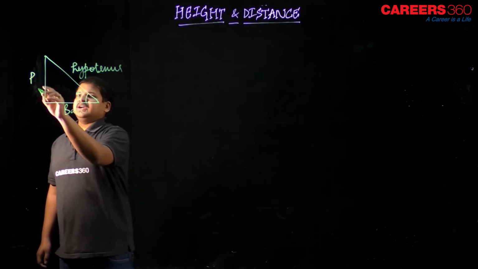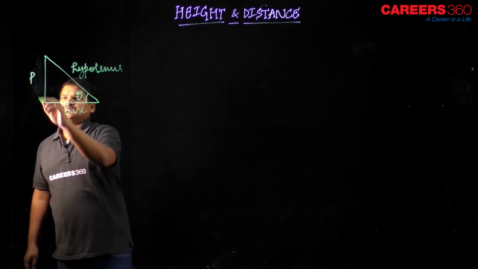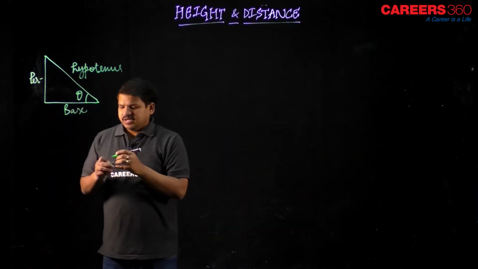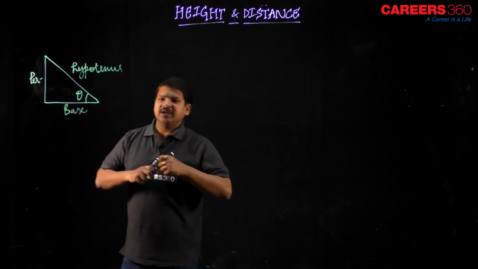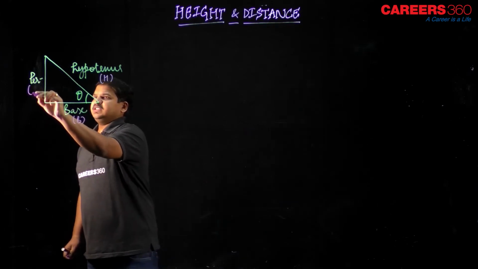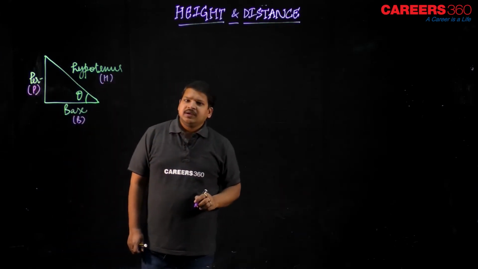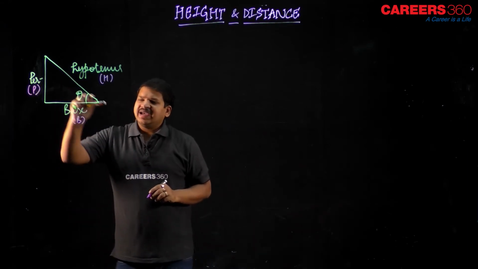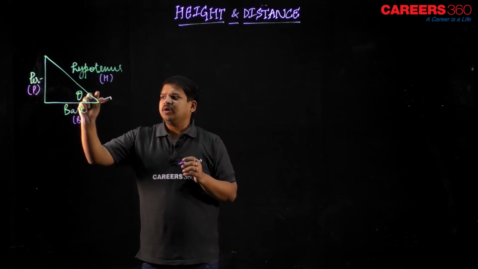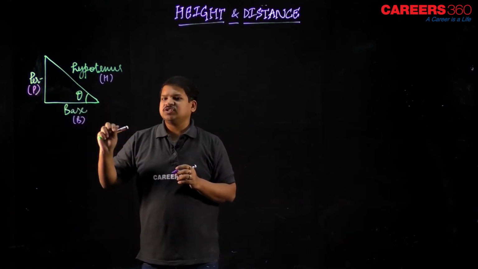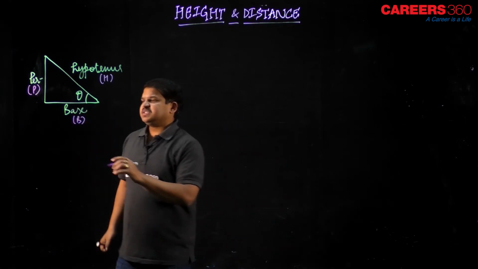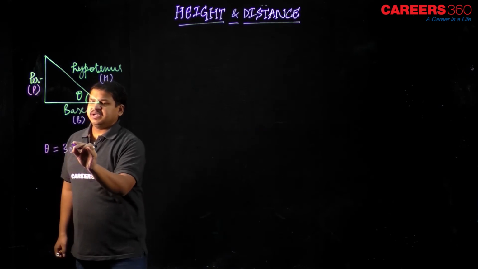This is my base and this is perpendicular. Perpendicular, right? Now, here the hypotenuse is represented by H, this is represented by base and this is represented by P. Now, here the angle is theta. If I look at the various possible angles theta can take over here, for example, this theta is 30 degrees.